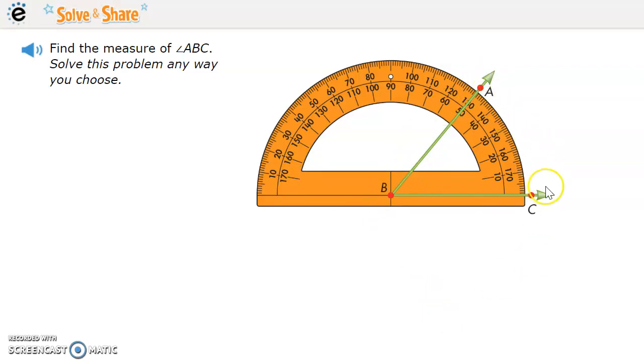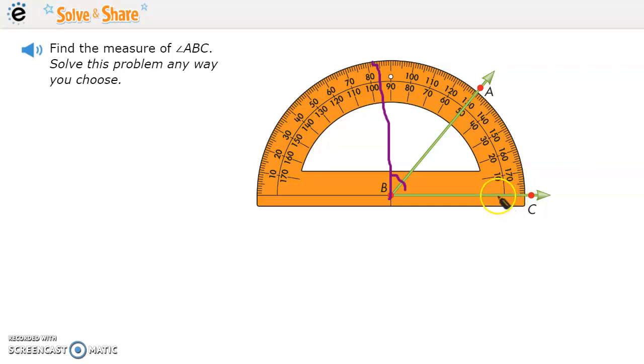This angle, ABC, is an acute angle. It is less than 90 degrees. And we know that because I can very easily come in and take my pencil and draw a straight line up. And that would give us a right angle right here. But we're looking at angle ABC. We know it's less than 90 degrees. So if it's an acute angle, then we're going to use the numbers on the bottom.